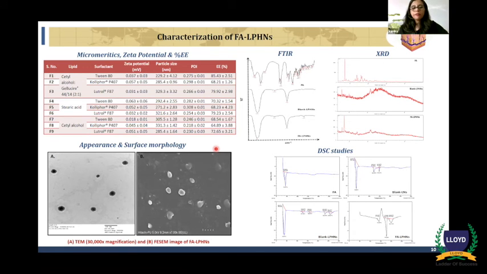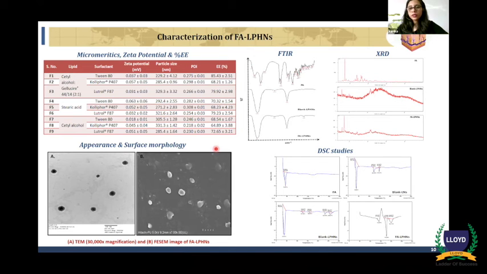Then the optimized formulation was further characterized for the surface morphology as well as appearance. Basically, the techniques commonly used are transmission electron microscopy and field emission scanning electron microscopy. So I did both TEM as well as FESEM images of these nanoparticles in order to see whether there was any kind of aggregation or whether I had uniformly shaped particles or not.